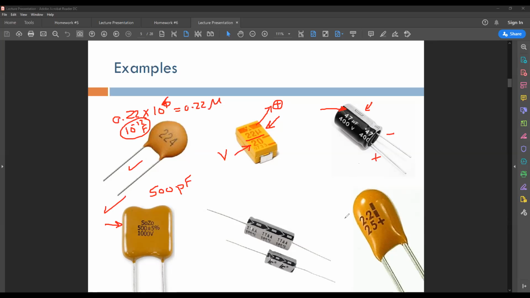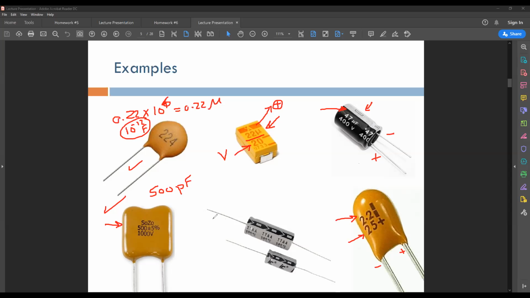See here, this is what? 20 what? Picofarad. 2.2. Unless otherwise specified, it's picofarad. Okay, and this is 25 volts, and this is the positive, and this is the negative.